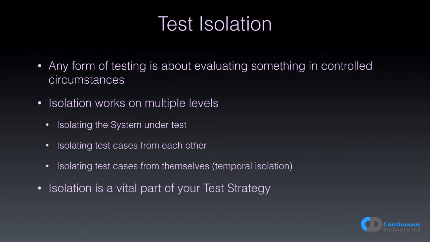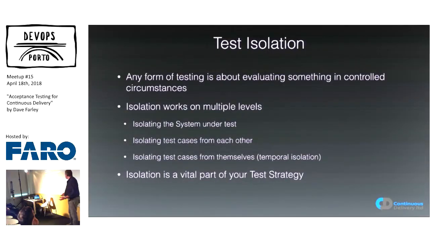And we also want to have these test cases isolated from one another, so we could run, ideally, two test cases in parallel with each other against the same version of the software and get consistent results. And then we want to isolate the test cases from themselves. This is temporal isolation. We want to run the same test over and over and over again and get the same results every time. So isolation is a fundamental part of the test strategy.